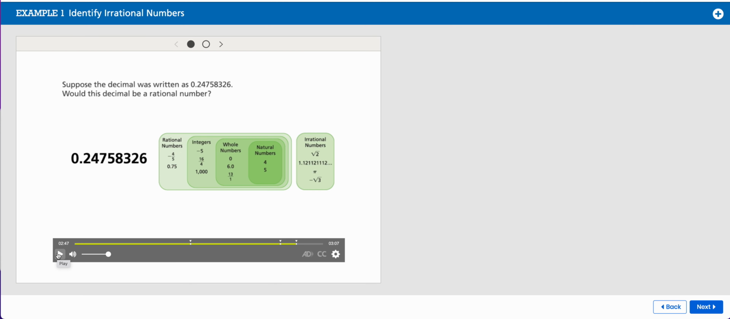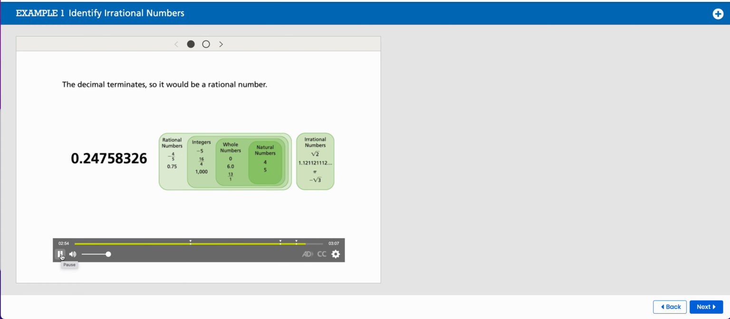Suppose the decimal was written as 0.2475836. Would this decimal be a rational number? If we took away the dot, is it now a rational number? Yes. Yes, it is, because now it terminates, it ends. And since it has an end, we can write that as a fraction. Now the decimal terminates, so it would be a rational number.